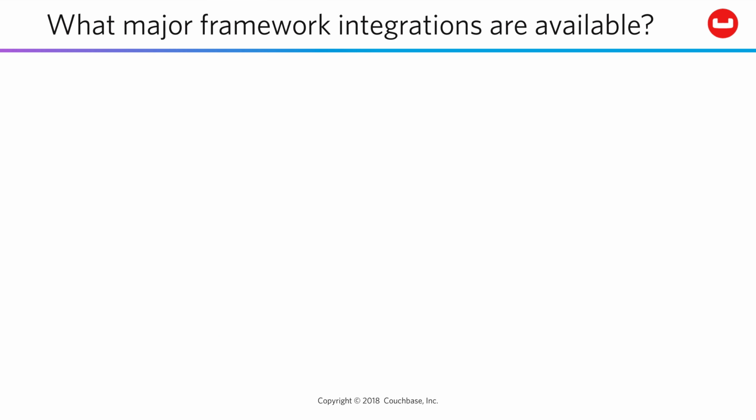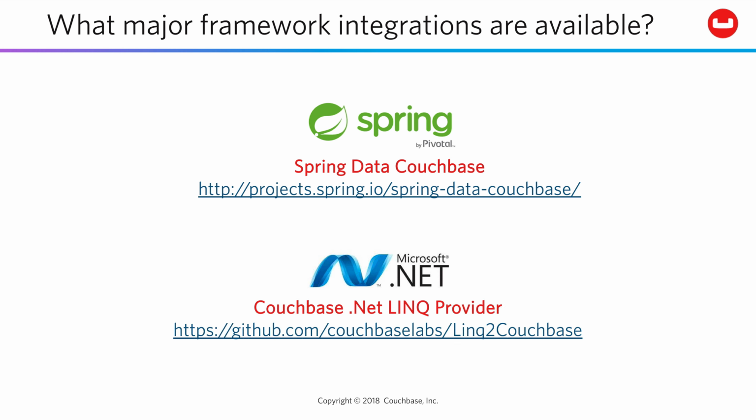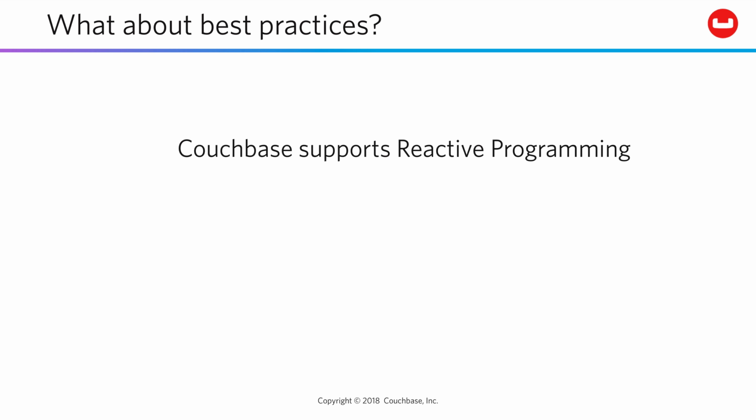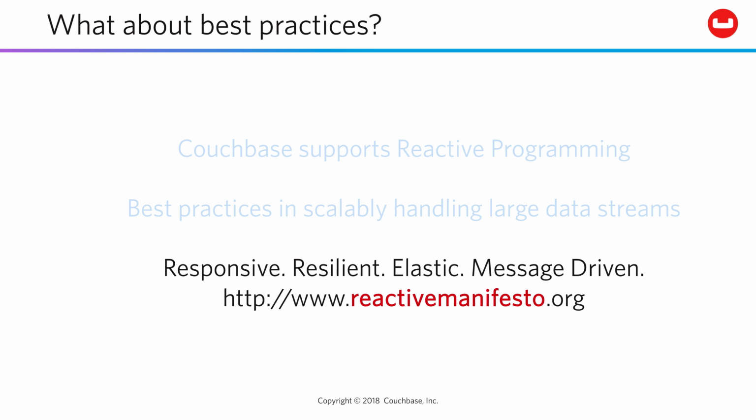Now, because enterprise code commonly happens in a broader context, we also support major frameworks your development teams may well already have in use, such as Spring, for which we support the Spring Data Couchbase project, or .NET, for which we support the Couchbase LINQ provider. To keep pace with the rate at which data flows these days, Couchbase explicitly supports reactive programming approaches in our Java and our C# SDKs, which implement best practices in handling large data streams. A fast overview of the reactive design approach is available at reactivemanifesto.org.